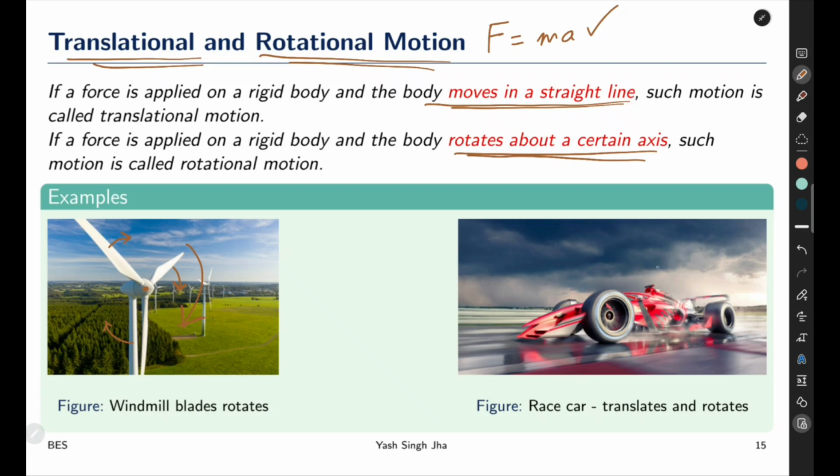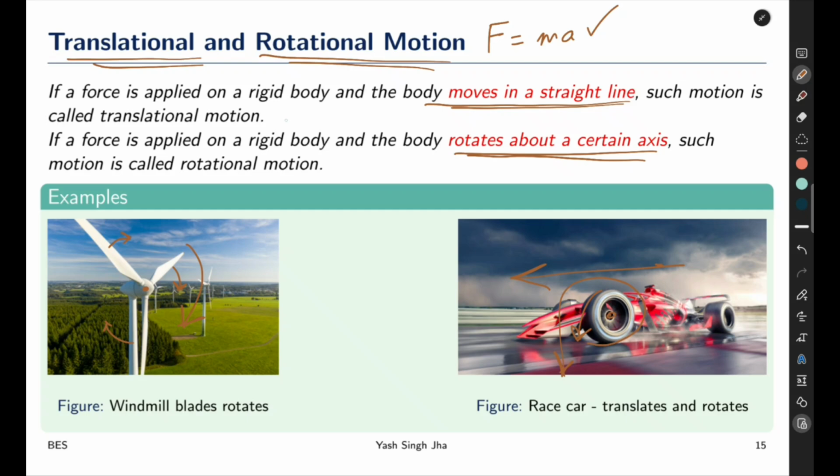The race car travels in a straight line or along a path. Hence, the car is translating. At the same time, if you look at the wheels of the car, what happens? The wheels are continuously rotating about their own axis. So this indeed tells us that it is possible for one object to be doing both together, to be both translating and rotating. The example is a race car. The car itself is translating, yet the wheels of the race car are also rotating about their own axis.